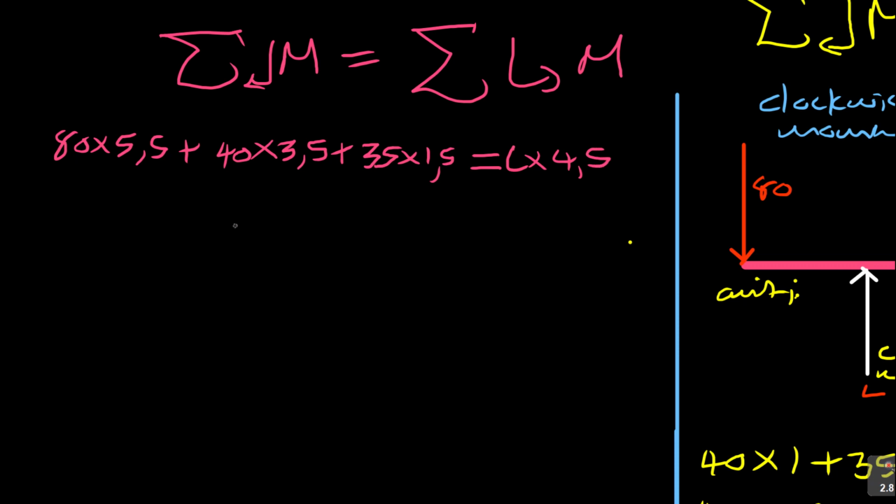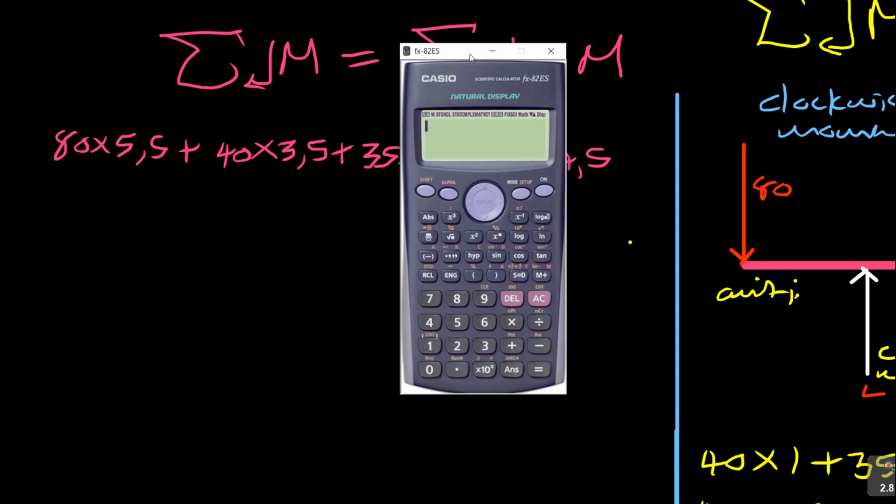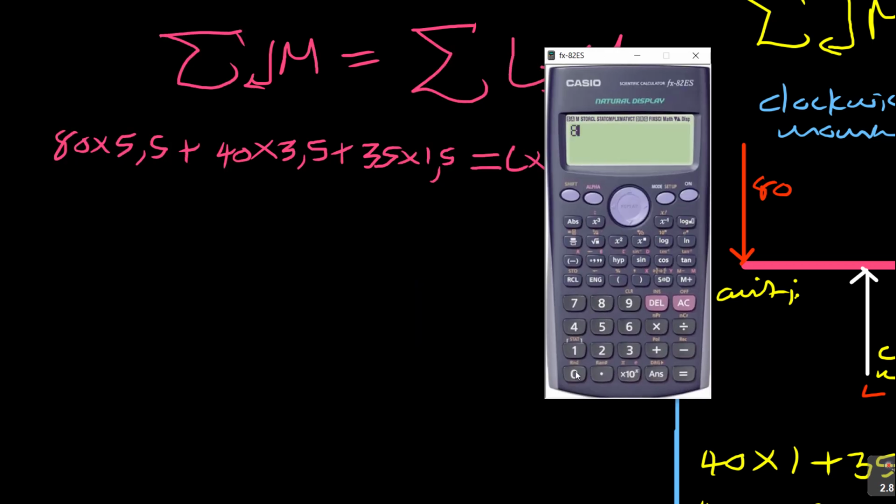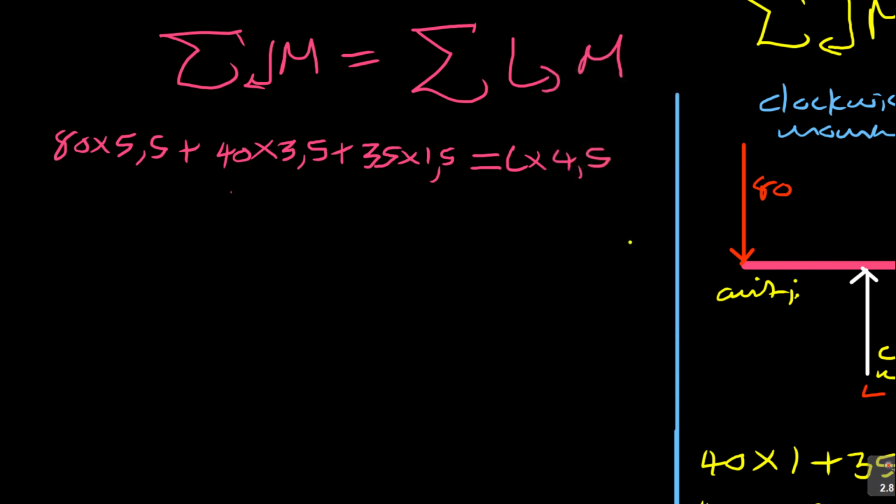And then you simplify this, and then after simplifying, we get the answer. So let's just simplify this. It's 80 times 5,5 plus 40 times 3,5 plus 35 times 1,5, which is what? Which is 632,5. So I've got 632,5 is equal to L times 4,5.